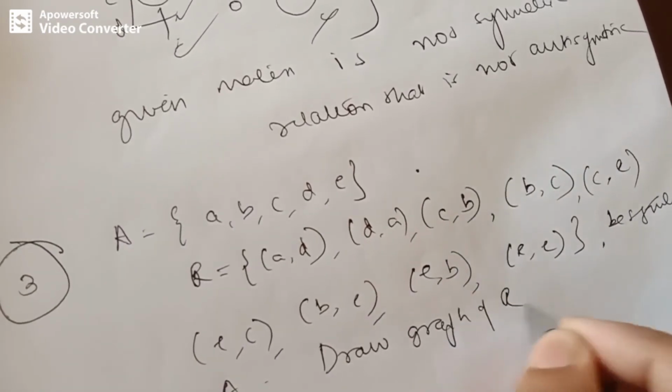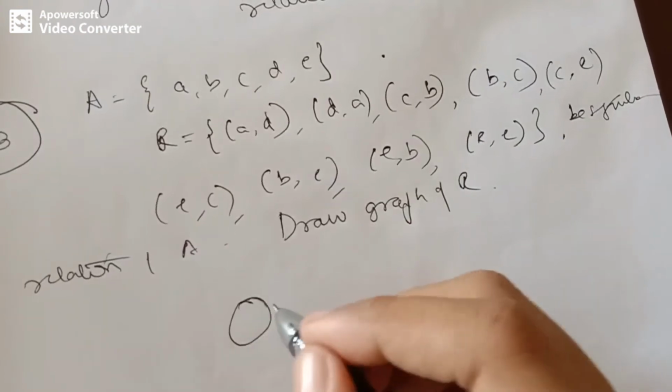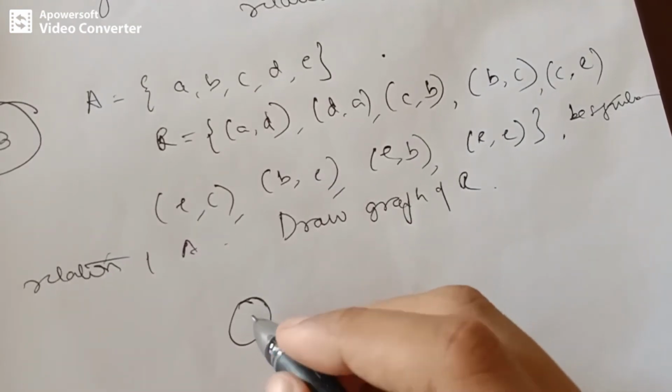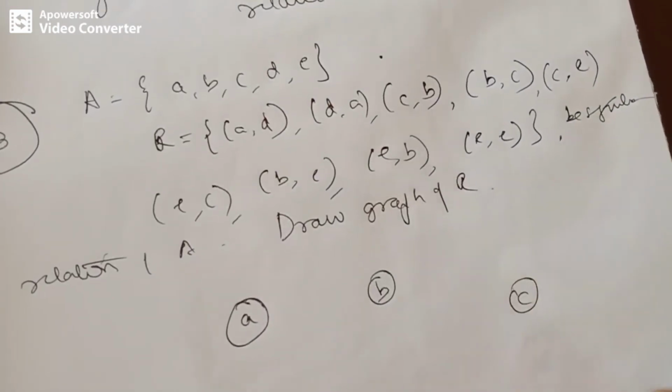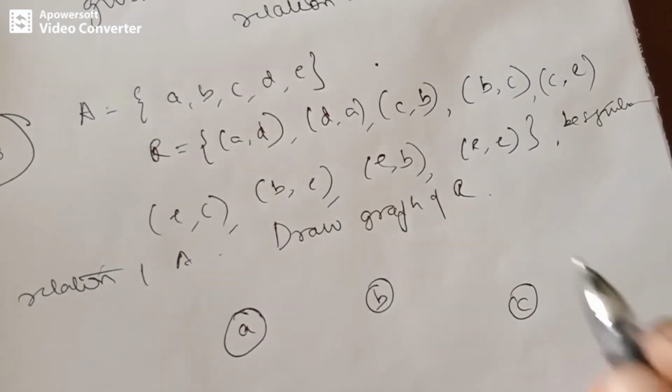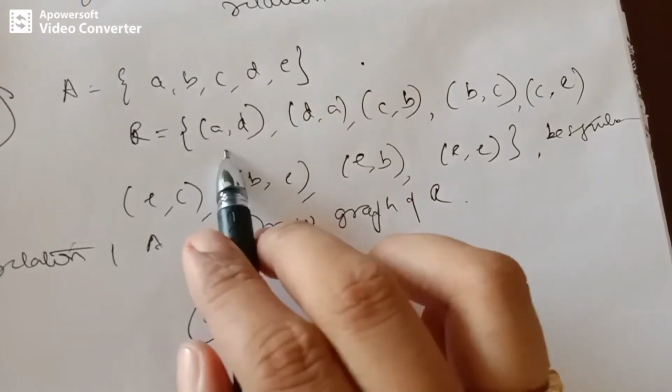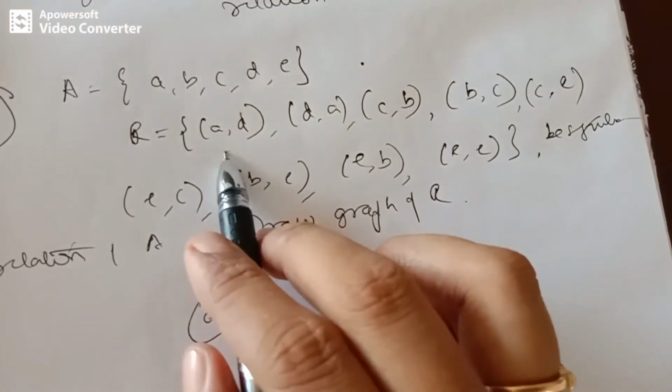Draw the graph of R. So you can observe how we draw the diagram. It's very clear. I have told you, you need to write the vertices as nodes. So let's say A, B, C, D and E. We have drawn the vertices. Now we are supposed to represent these ordered pairs in terms of edges.